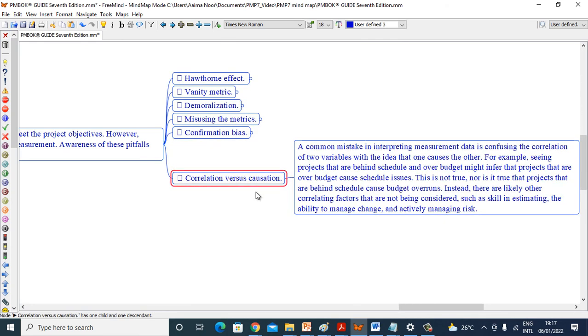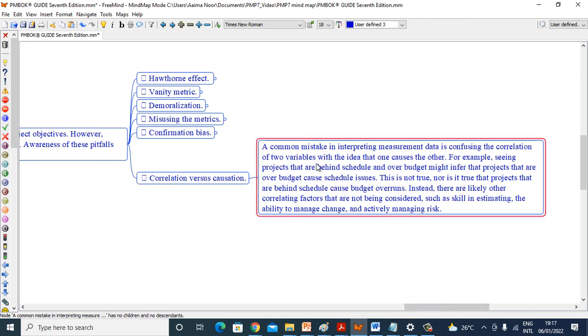Correlation versus causation. A common mistake in interpreting measurement data is confusing the correlation of two variables with the idea that one causes the other. For example, seeing projects that are behind schedule and over budget might infer that projects that are over budget cause schedule issues. This is not true, nor is it true that projects that are behind schedule cause budget overruns. Instead, there are likely other correlating factors that are not being considered, such as skills in estimating, the ability to manage change, and actively managing risk.